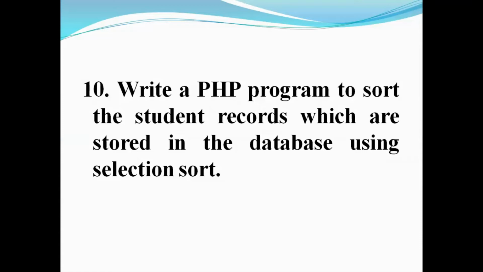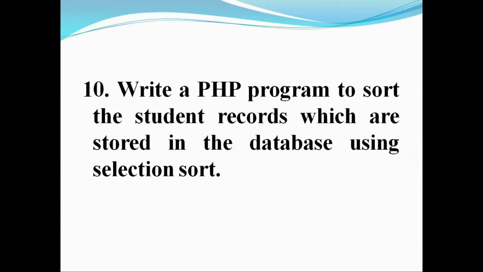First, we need to write a PHP program. The program should sort the student records. Student record means first we need to create a student database. In that, we need to enter some details of the student like student name, USN as well as the address. Anyhow, here we are using three attributes. You can enter some more attributes like mail ID, etc.